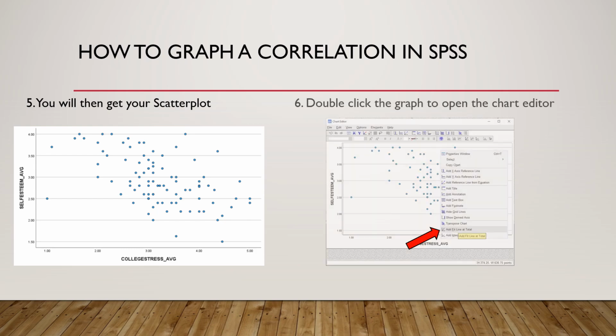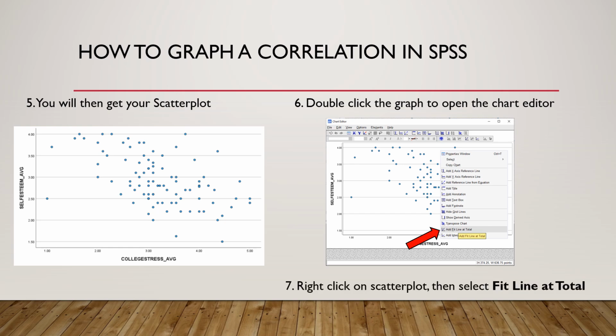If I want to get the regression line, I then have to double-click the graph. I double-click the picture, the scatter plot, and then on the pop-up window for a chart editor, I'm going to right-click and get Fit Line at Total. So again, I'm going to double-click the output window. It's going to have a pop-up window, and then I'm going to right-click on the scatter plot in the chart editor pop-up window and scroll down to Fit Line at Total.